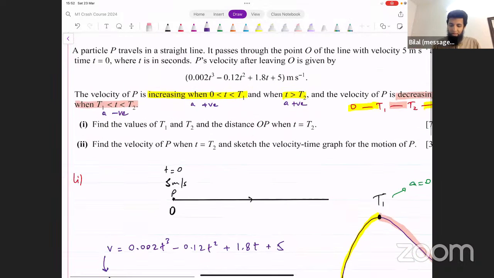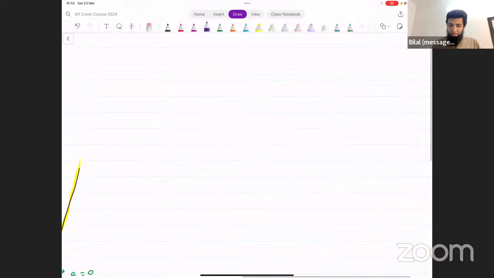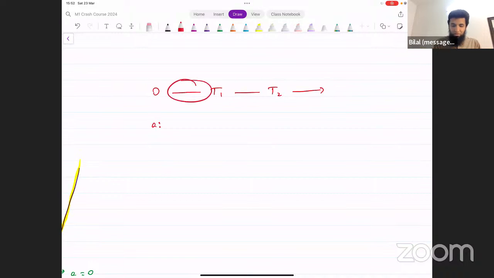That's what I'm saying. So let me write that down on the side. 0 to t1, and then t1 to t2, and then onward. Between 0 and t1, what is happening to acceleration? In this region, acceleration is positive. And then in this region, acceleration is negative because velocity is decreasing. And then in the last region, acceleration is positive.